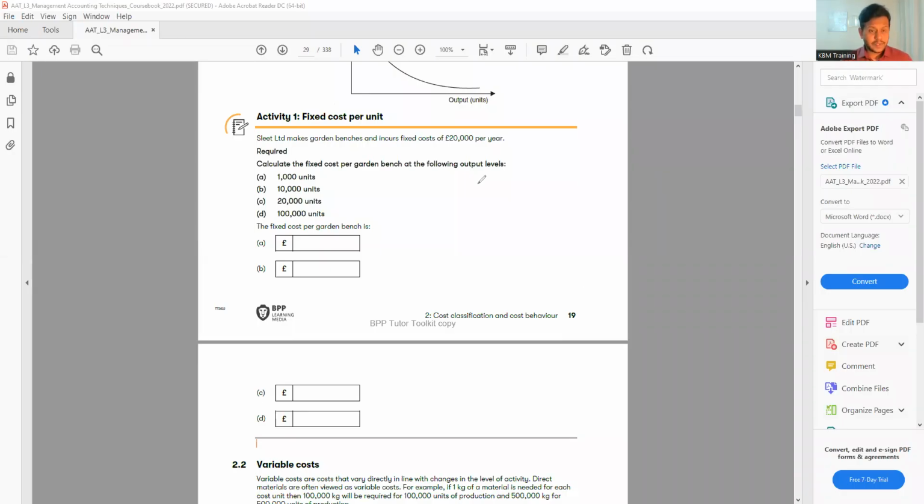All right, let's have a look. The first one asks how much will be the cost per garden bench if we make 1,000 units. My total cost is 20,000 pounds. And what happens if I make 1,000 units? So the cost per unit will be 20. Very good. How much will it be for B if I make 10,000 units? It will be £2. Very well done. Then the next one we have is C. How much will be the cost per bench if I make 20,000 units? For C, it will be 1. Very well done. And how much will D be if I make 100,000 units? It will be 20 pence. Very well done.